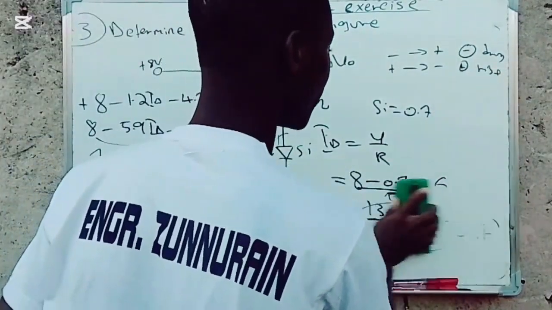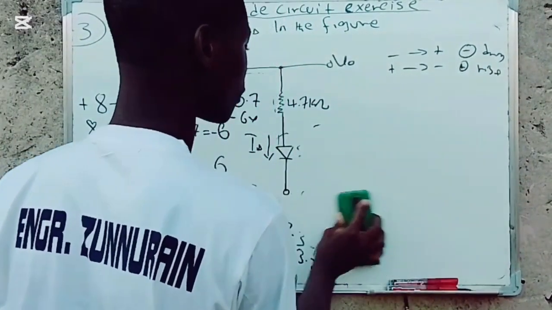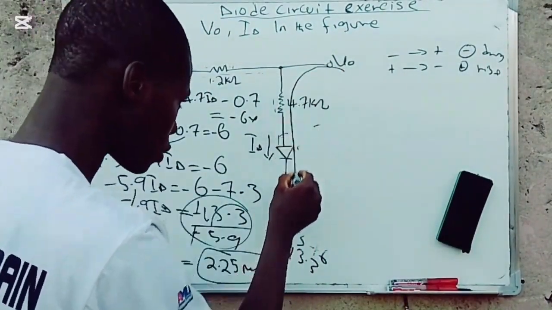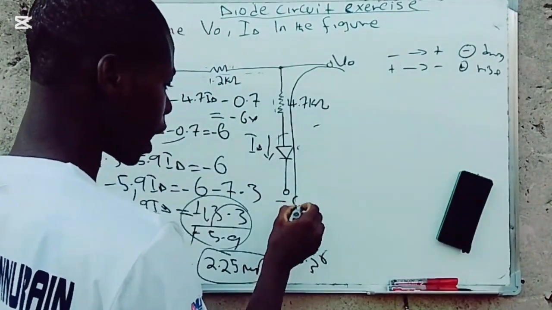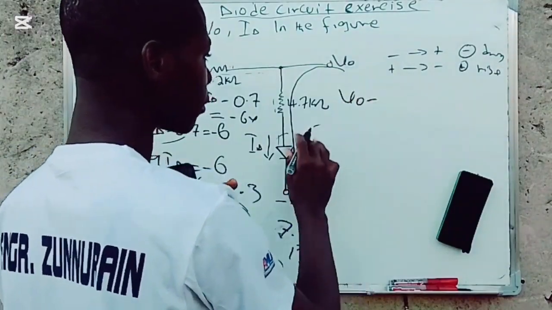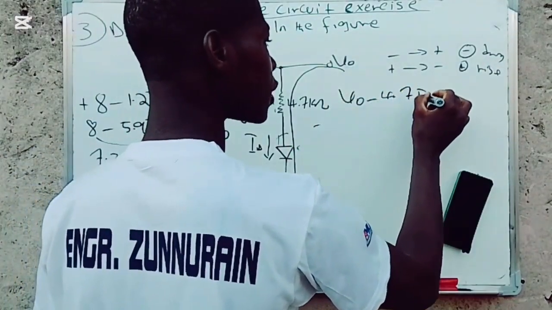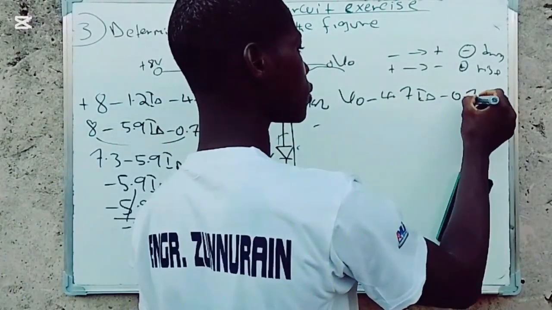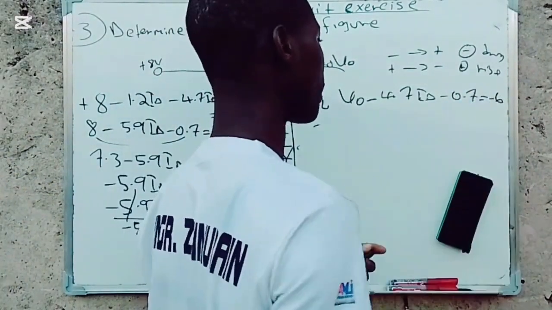So let me find the V naught. If I am to find the value of V naught, what should I do? I will come across this. Don't forget I have negative 6. So I will say V naught minus 4.7 ID, this is ID, minus 0.7 should now be equal to minus 6.